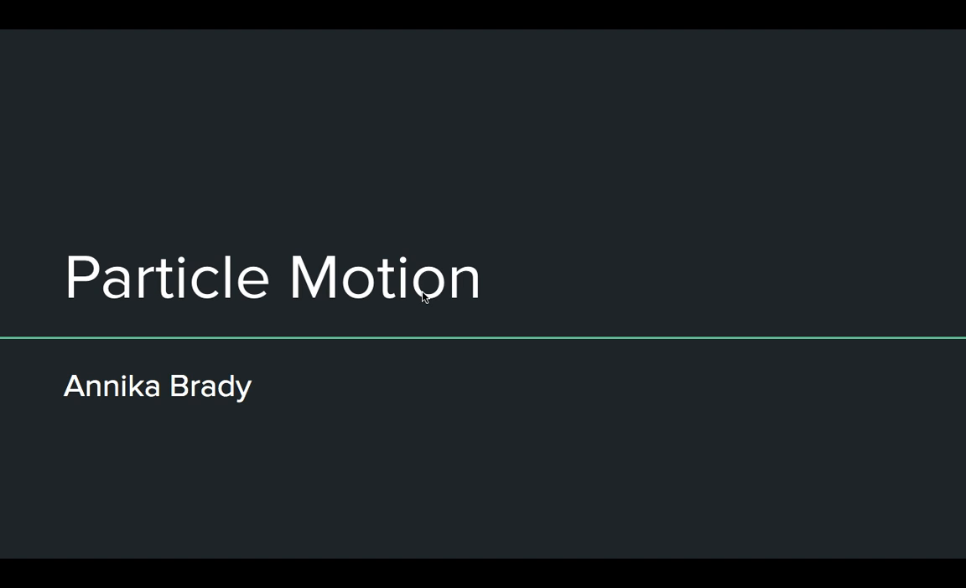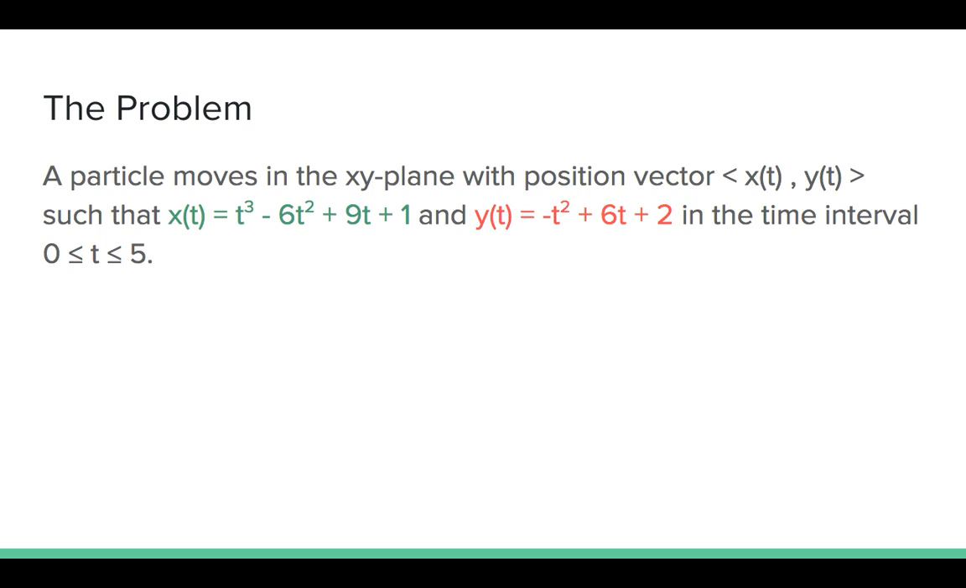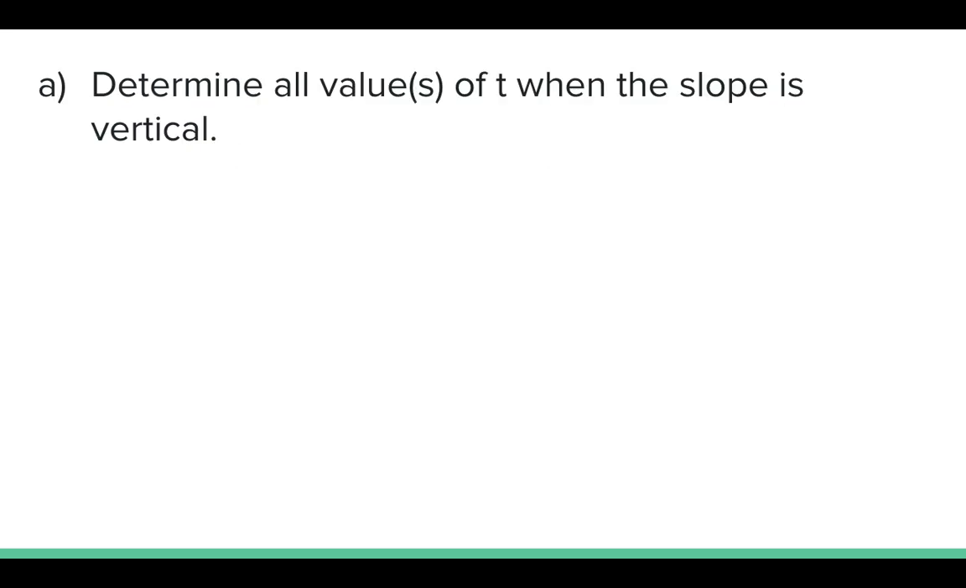Today we will be learning a particle motion problem. We are told that a particle moves in the xy plane with position vector x of t comma y of t, such that x of t equals t cubed minus 6t squared plus 9t plus 1, and y of t equals negative t squared plus 6t plus 2 in the time interval 0 is less than or equal to t, which is less than or equal to 5.